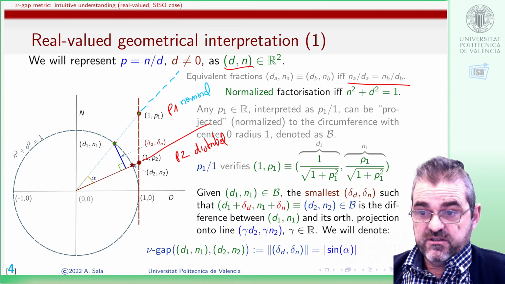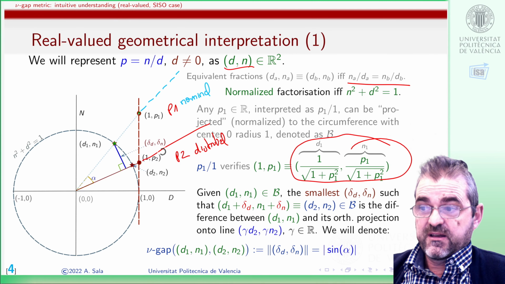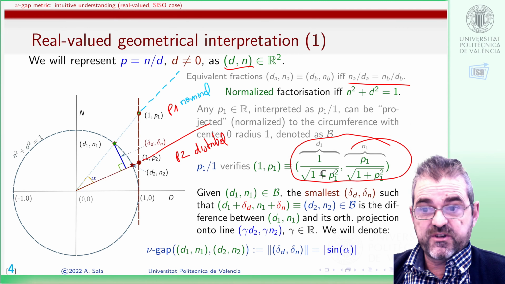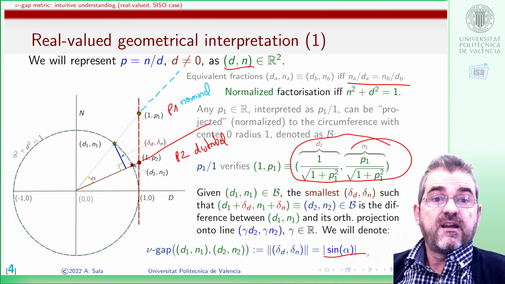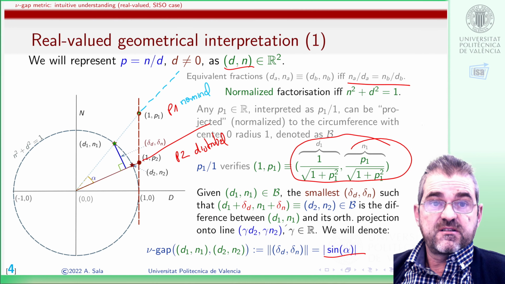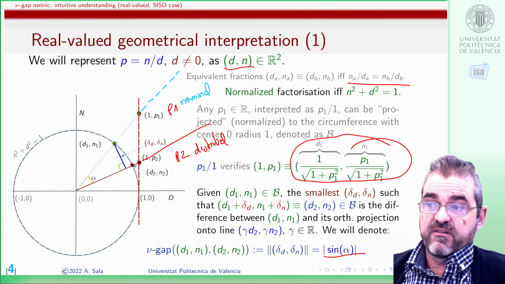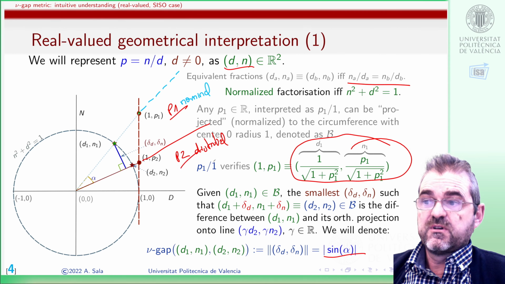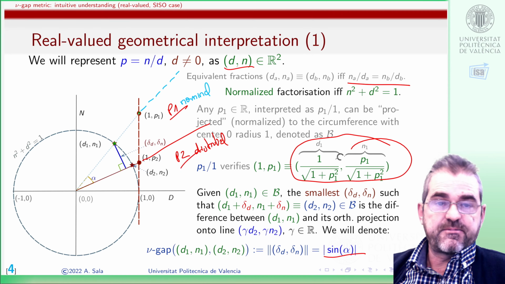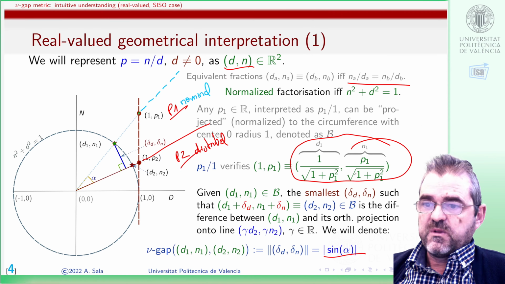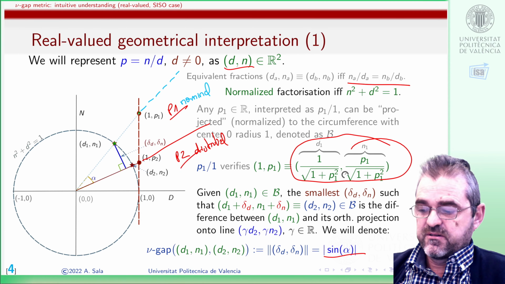So now we will just replace P1 and P2 normalized by these expressions, and we'll do further computations to get an expression of this sine as a function of the real numbers P1 and P2, and not of this two-dimensional abstract stuff which is the normalized factorization.